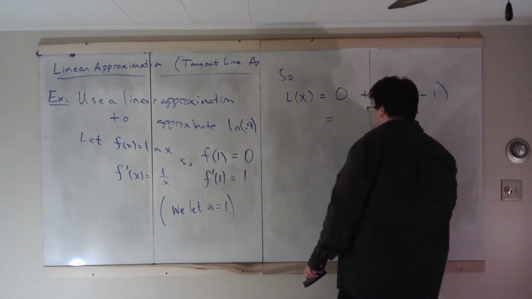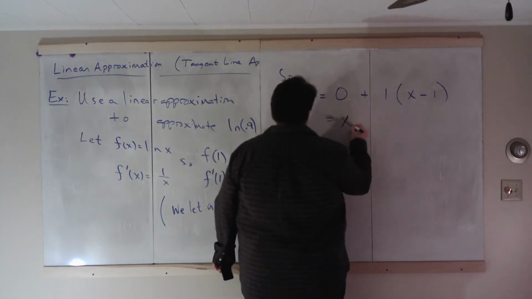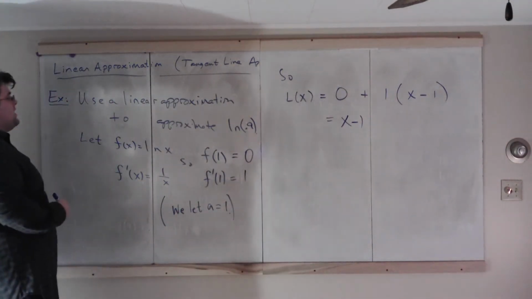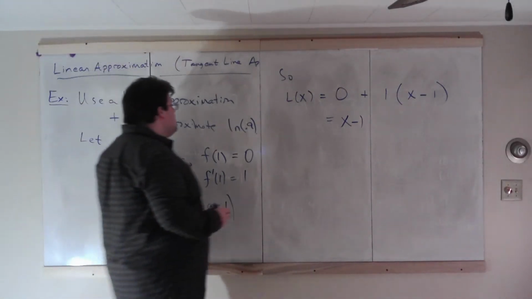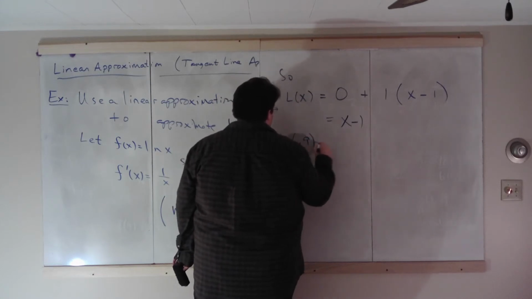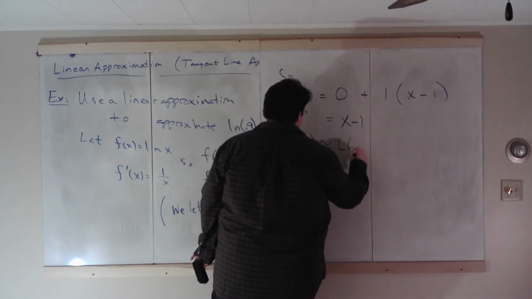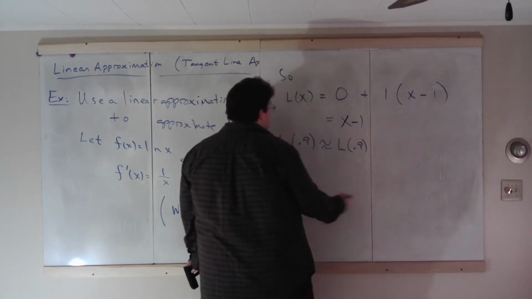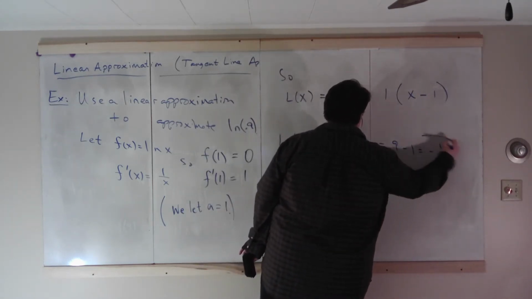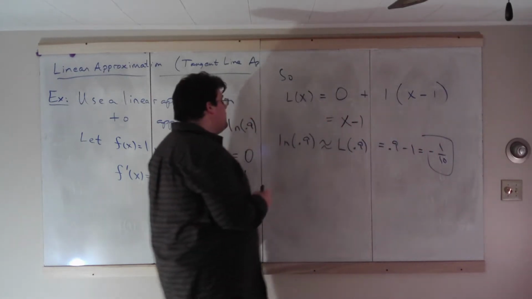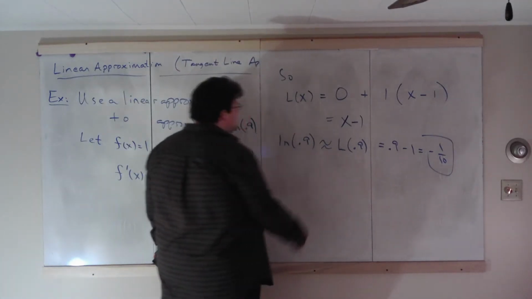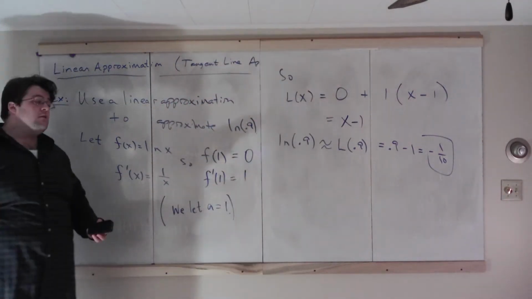So in general, I don't simplify these, but with zeros and ones, you might as well just simplify that to x minus 1. But here we need an approximation of log of 0.9. So log of 0.9 is approximately equal to L evaluated at 0.9, which is 0.9 minus 1, negative 1/10. So this linear approximation, remember, it is giving us an approximation for the value we want.